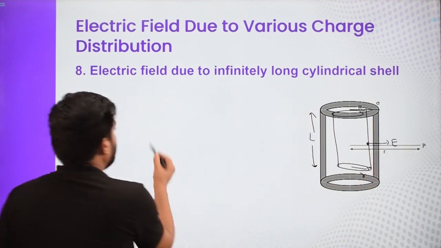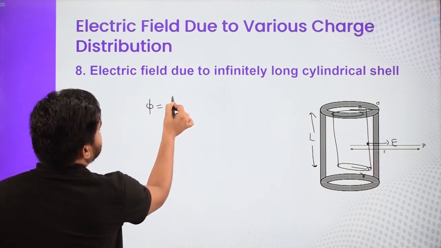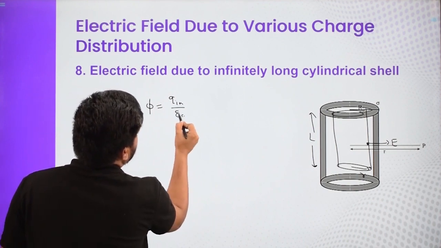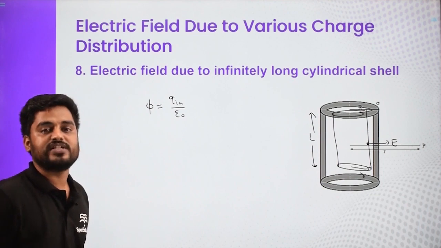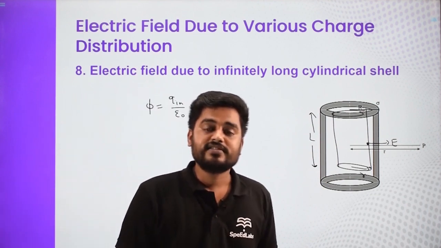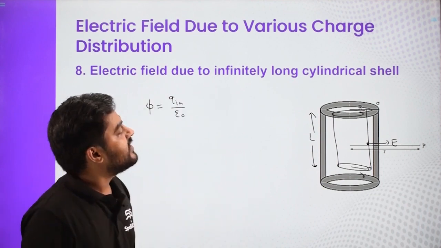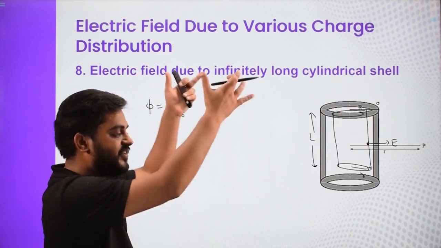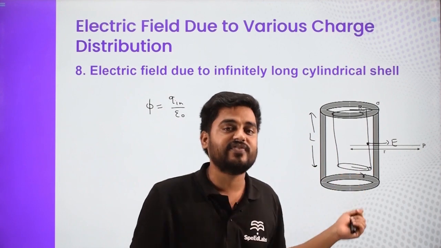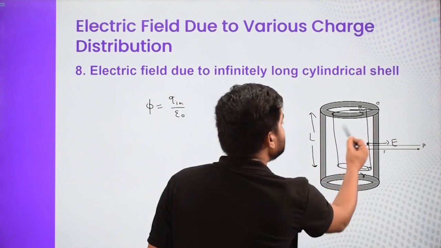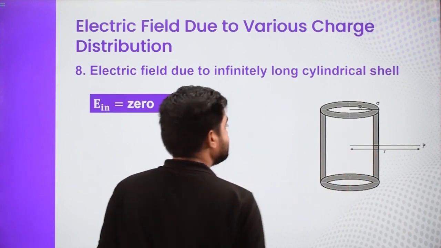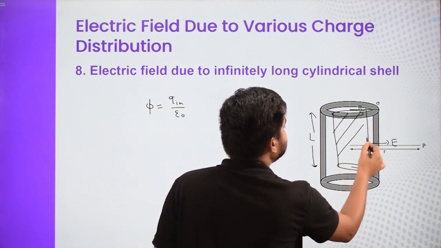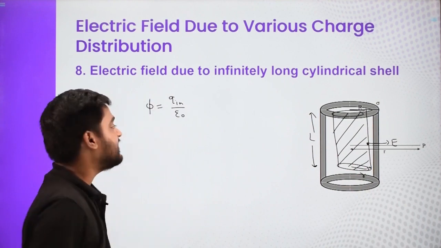So what does Gauss's law say? Sigma flux is equal to Q in by epsilon naught. How much is the charge lying in this Gaussian surface? The answer is 0, because this is an infinitely long cylindrical shell, and the entire charge is lying over the surface. Our cylindrical Gaussian surface is inside it. So there is no charge lying in this region, and hence we can say that Q in is 0.